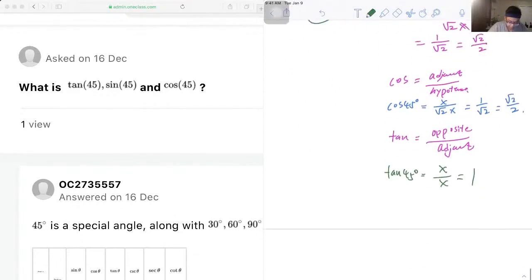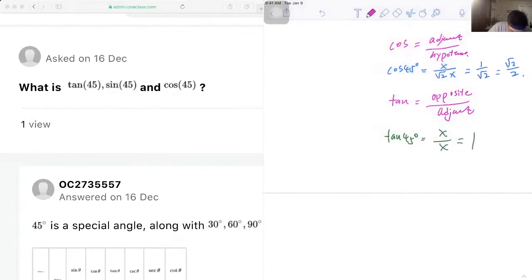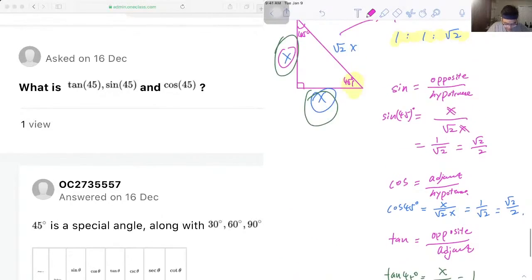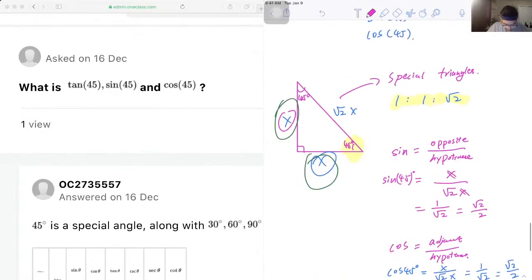Okay, so now we can write our conclusion. So therefore, sine 45 is equal to root 2 over 2, cosine 45 is equal to root 2 over 2. Tangent 45 is just equal to 1. Okay. Yeah, so that's all we got for this question.